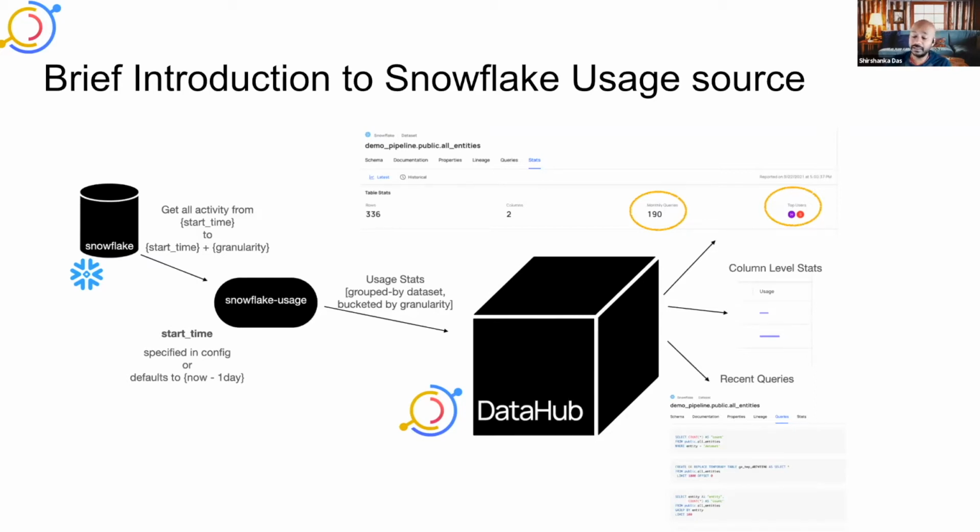Now the start time can be specified in config, or if you don't specify it, the source will just default it to now minus 1 day. So essentially it'll pull data for the previous day. Once it does all of that, it does aggregations in memory and then pushes usage stats grouped by dataset and bucketed by this day granularity into DataHub. That powers a bunch of features. If you go to the DataHub demo, you'll see monthly queries, top users, column level stats and recent queries. All of that information is coming from this usage source. And there are other usage sources like the BigQuery usage source, and now we have the Redshift usage source that are basically built the same way. So what's the problem?